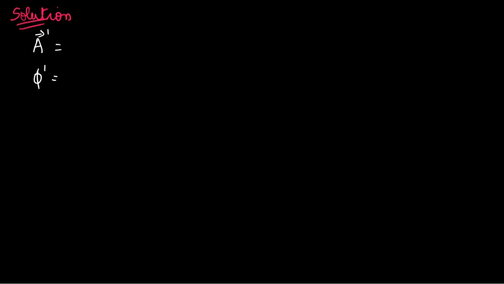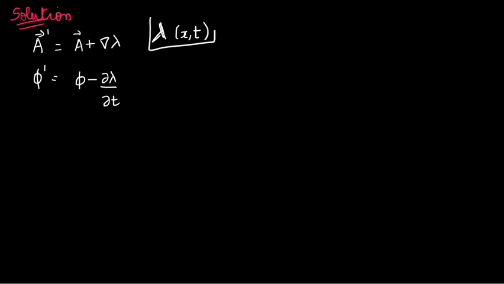So my new potential will take the form A vector plus del lambda, and phi will become phi minus dou lambda by dou t. This lambda is a constant. Okay, it's not a constant. This lambda is a scalar function which depends on x and t. So you have to remember this: the lambda which we choose is a scalar function which depends on x and t.